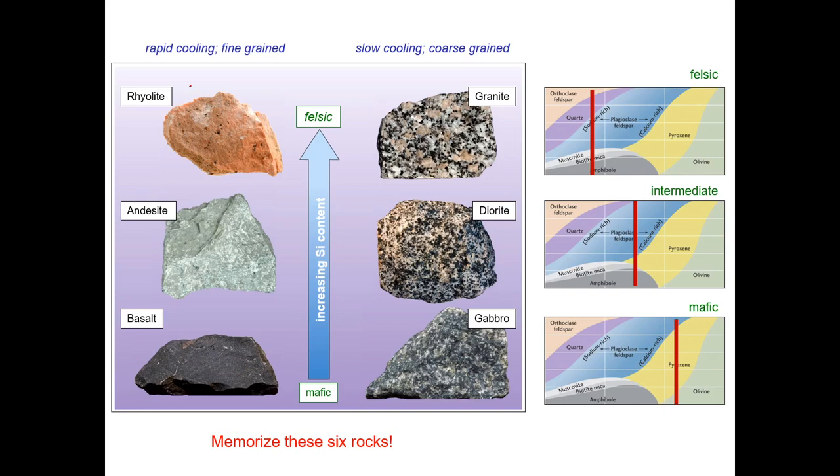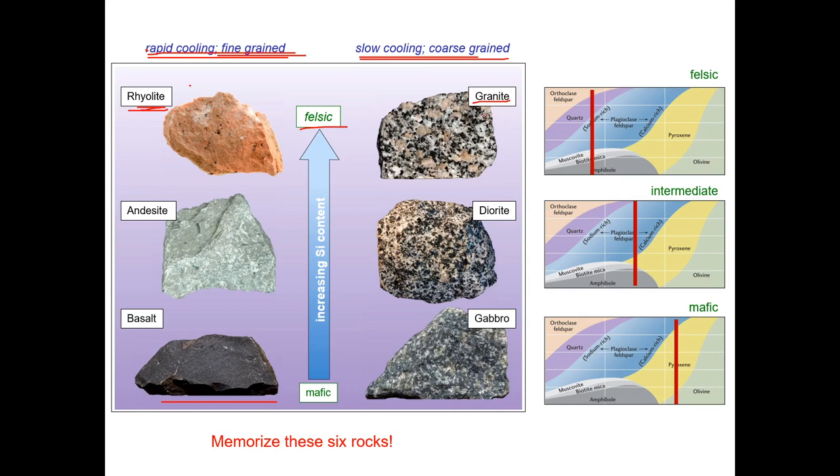So there are 6 rocks shown here. Remember, we classify igneous rocks by texture and composition. On the left are the fine-grained rocks, and on the right are the coarse-grained rocks. The slow-cooling, coarse-grained rocks are on the right, and the fast-cooling, fine-grained rocks are on the left. In terms of composition, we're going from mafic on the bottom to increasing silica content, felsic, on the top.